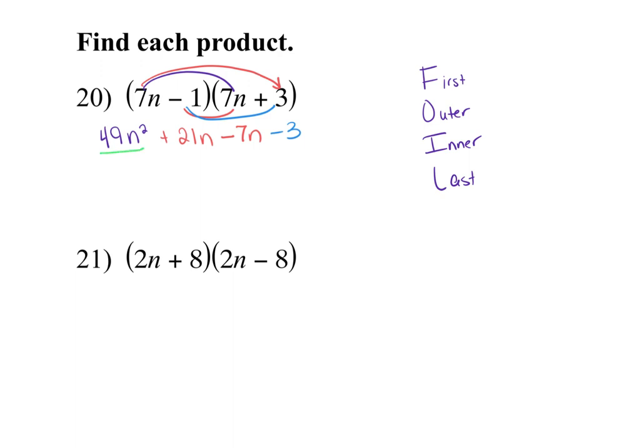Combine anything you have in common. 49n squared does not have anything to combine. 21 and negative 7 is a positive 14. And then we have a negative 3. And that is our answer there.